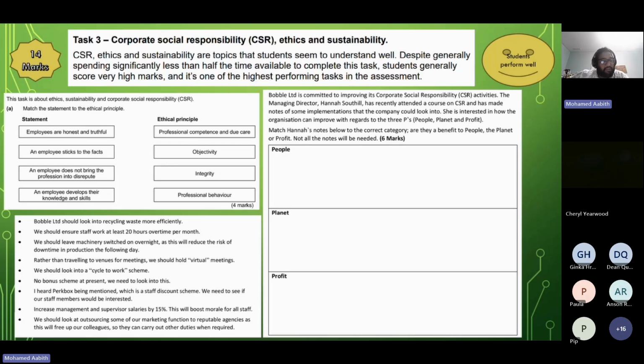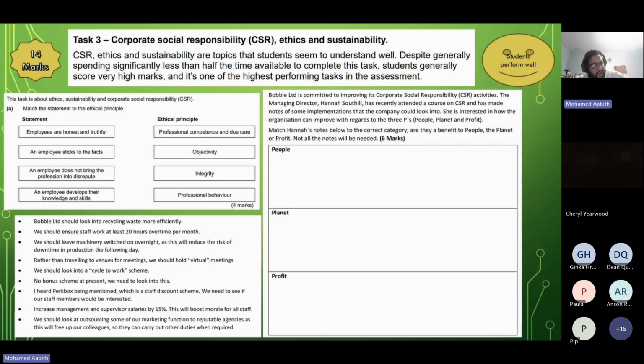Then no bonus schemes at present. We need to look into this one. So what is that going to do? The bonus scheme is going to help with the people, isn't it? Because the people are going to look at it from the bonus side of it. It's going to give them some sort of encouragement to give their best to the company. So that means it is also going to help to look after your own employees as well. So that might be a really good option there to offer them a bonus scheme for encouraging production and then also encouraging the people to perform better. So that might be a good option.